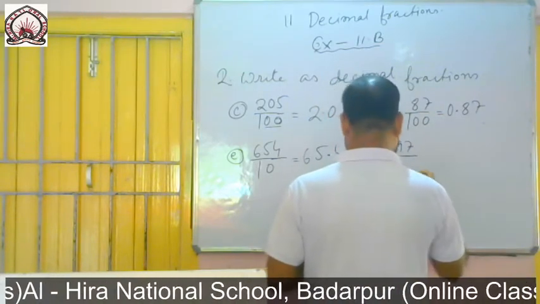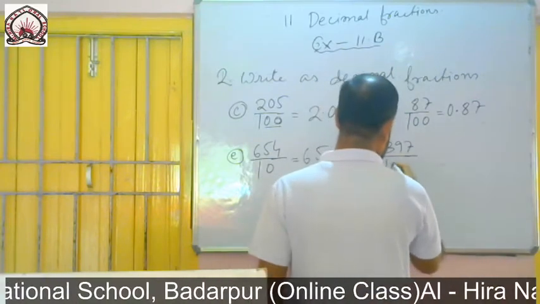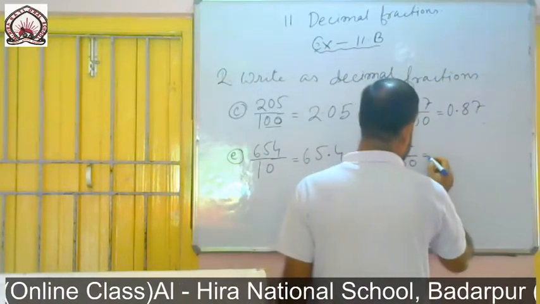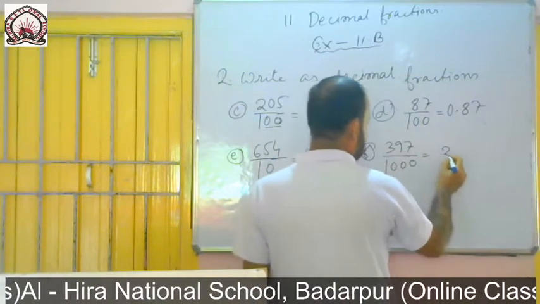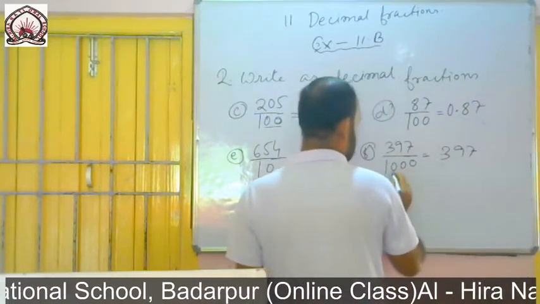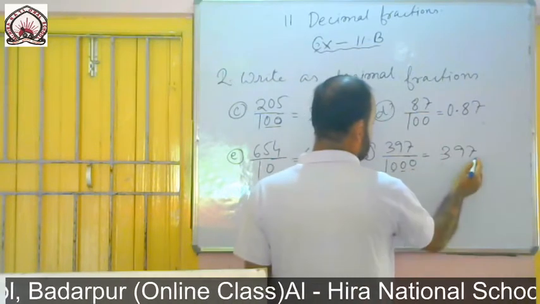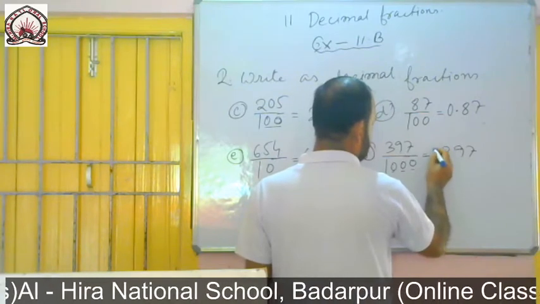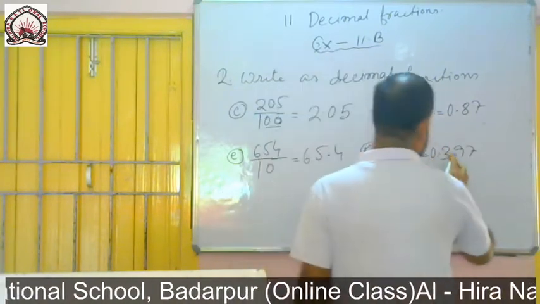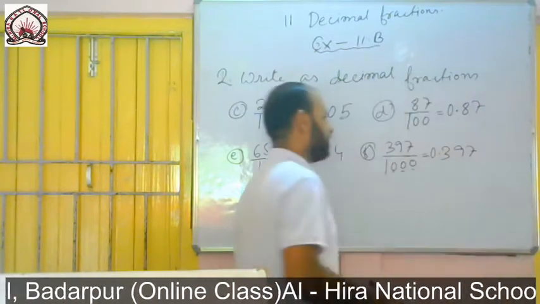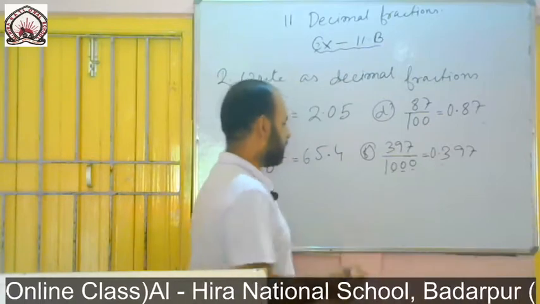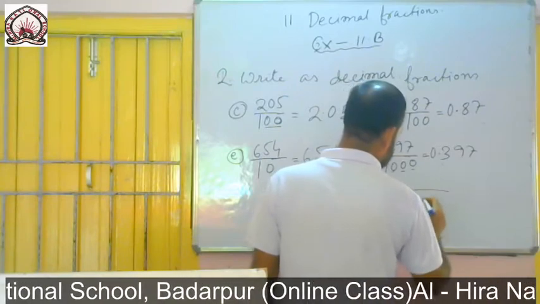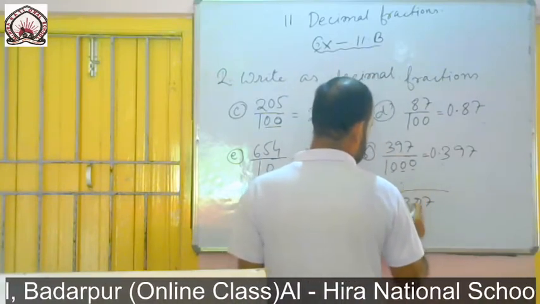Then question number F: 397 by 1000. Here we write this number and count how many zeros are there: 1, 2, 3. So 3 digits, we give the point, and we can also add a 0. So it is 0.397.